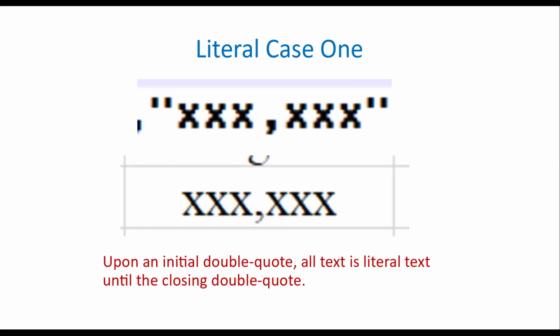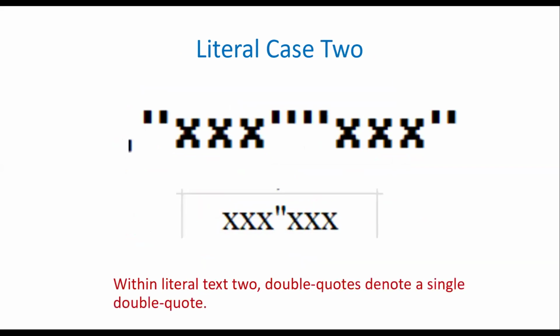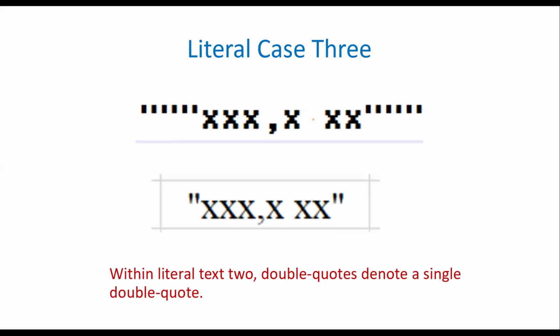So here's an example of the first case. Here we have a comma that's embedded, XXX comma XXX. So to delimit that, there's a beginning and ending double quote. Here's an example of a double quote within an item. In this case, it's shown as a literal string by having a double quote at the beginning and the end, and in the middle, the double quote is replaced by a single double quote.